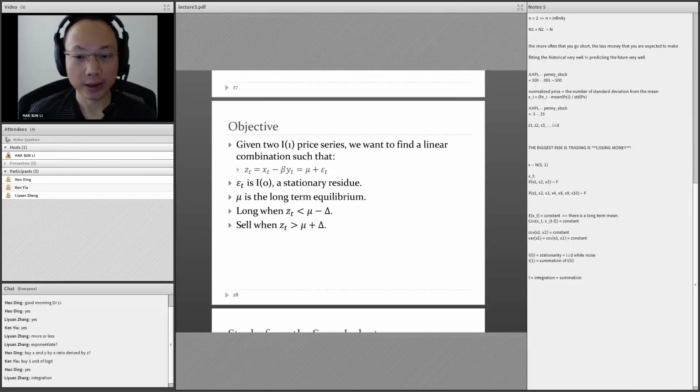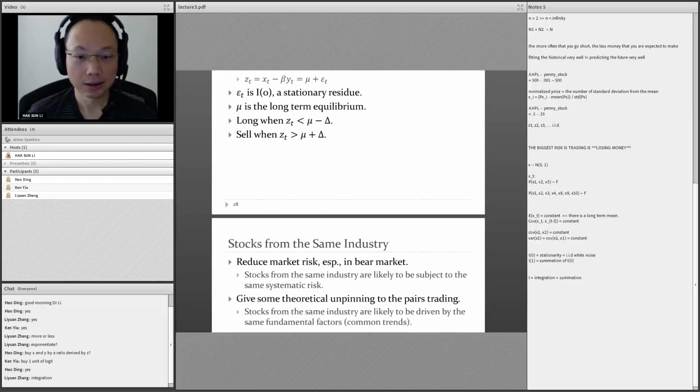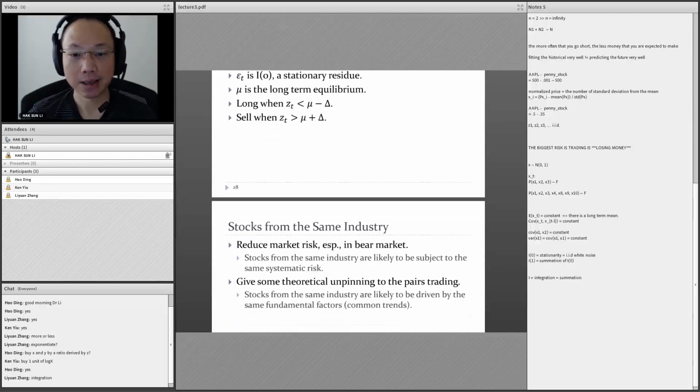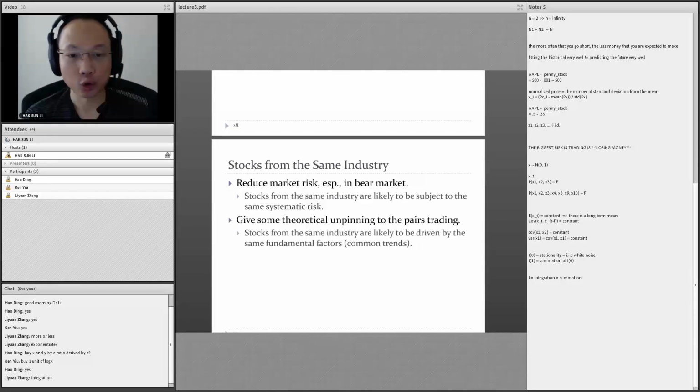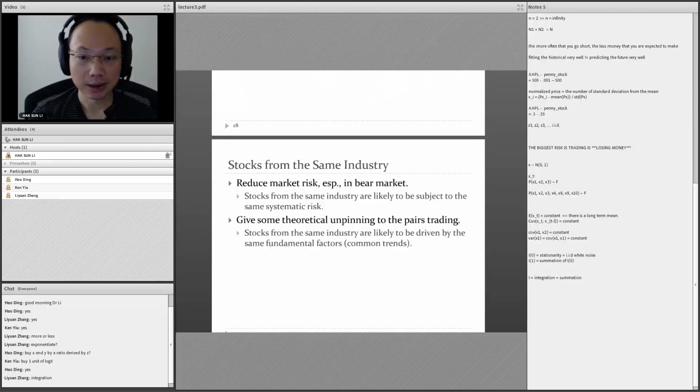By the way, before we get into the mathematics of choosing beta, we want to mention something about pairs trading. Usually when we construct a pair out of, say, stocks, we want to choose stocks from the same industries because they tend to move together. For example, I just showed you the example of gold versus silver. They're both commodities, heavy metals, so they tend to move together. Or you can choose, for example, Google versus Apple. They're both technology stocks, so they tend to move together because they are subject to the same systematic risk.